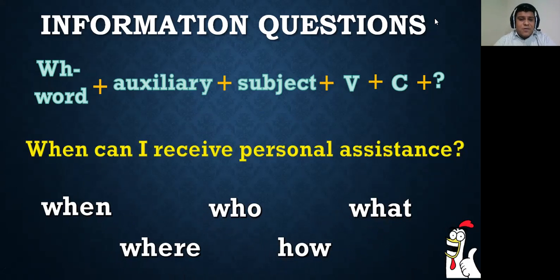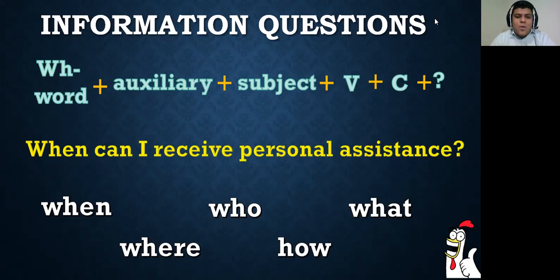Then we have different WH words from the one, when, where, who, how, and what. In this case, we can vary the WH word. For example, where can I receive personal assistance? And the possible answer, I can tell you, hey, you can go to the academy and I can help you, right? I can give you personal assistance. I change the WH word and continue with the same format. Who can give me personal assistance, asking for a person? And I tell you, hey, the teacher can give you personal assistance.